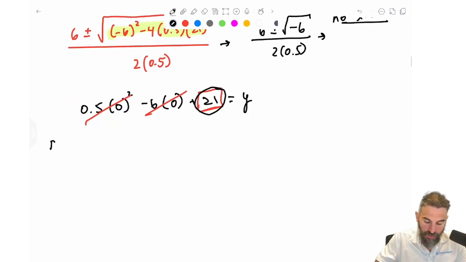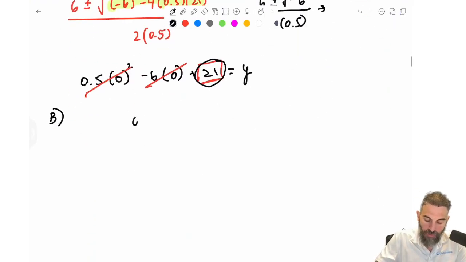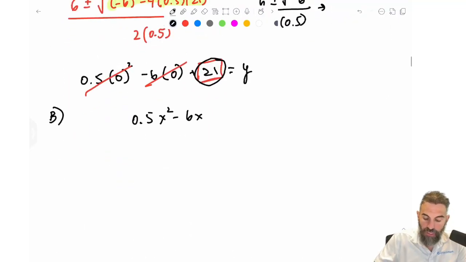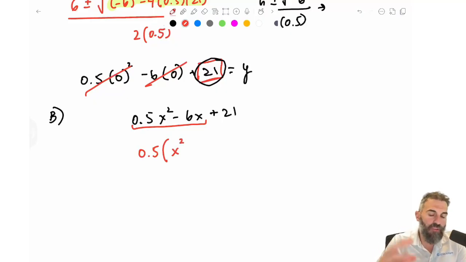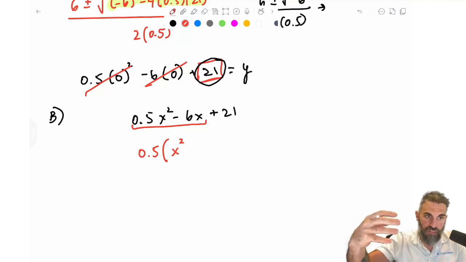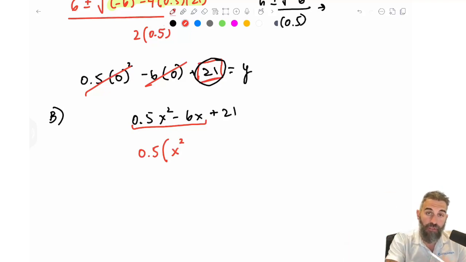B, the vertex form. For this, we need to complete the square. Again, you guys should be trying to do this on your own. 0.5x squared minus 6x plus 21. Because the x squared has a coefficient in front, we're going to start by factoring that out of the first two terms. If I take the 0.5 out, I'm left with x squared. And here, if you're wondering what do I do with this, remember that to factor out, you're just dividing. So 6 divided by a half is 12. You can punch that into your calculators: 6 divided by 0.5. So here I get minus 12x. Okay, so that was my first step.